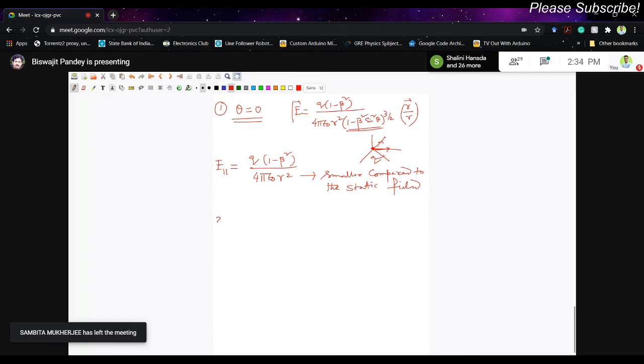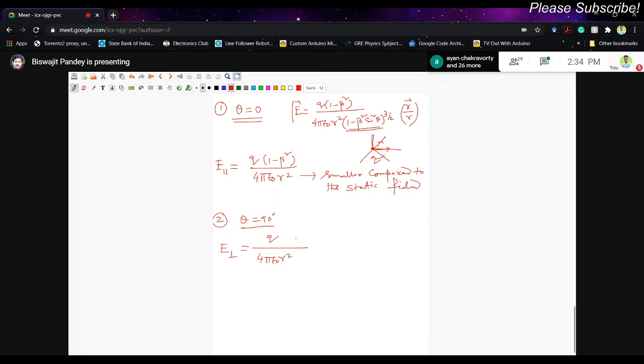And similarly, if I consider a second case where theta equal to 90 degree, that means we are looking at the orthogonal direction, perpendicular to the direction of motion, then the electric field will have a value at theta equal to 90 degree. That means this is 1. So 1 minus beta square to the power 3 half. We can simplify this 3 half, and we have a 1 minus beta square on the top. So this will become square root of 1 minus beta square. That means this will become q over 4 pi epsilon 0 r square.